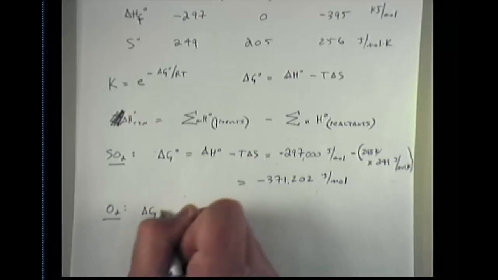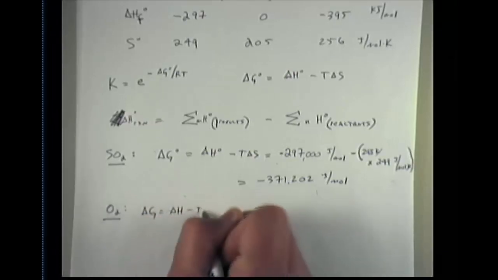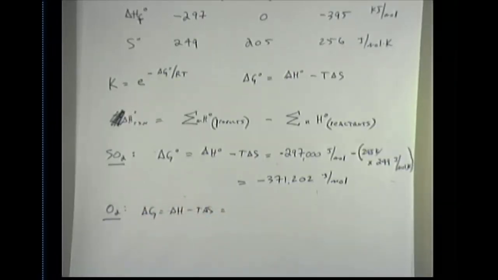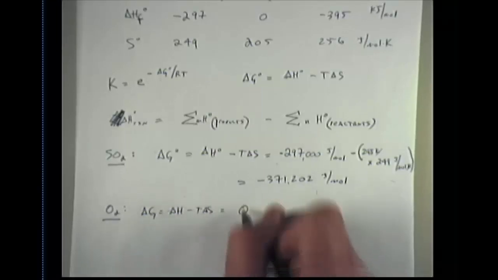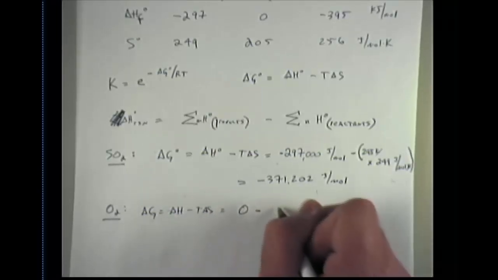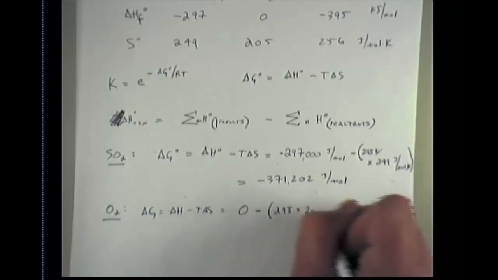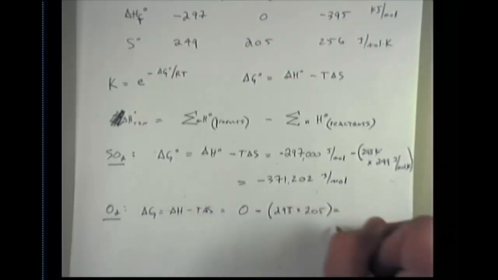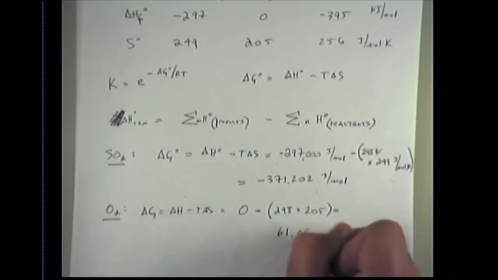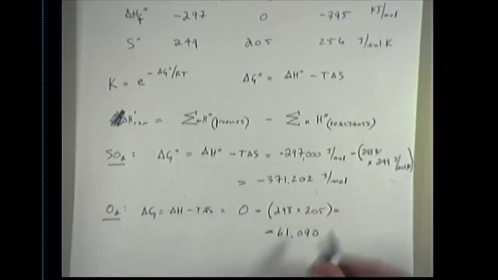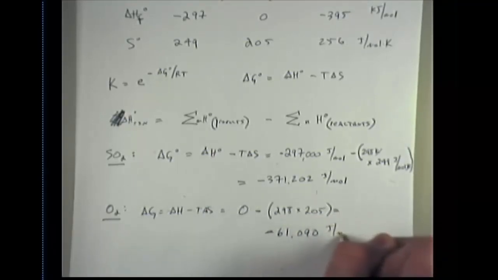When I do an analogous thing for each of the other components, we can see what we get. Once again, delta G is equal to delta H minus T delta S, which for oxygen is going to be equal to 0 for its delta H value, minus temperature, 298, times its delta S value, 205. I end up getting negative 61,090 joules per mole.